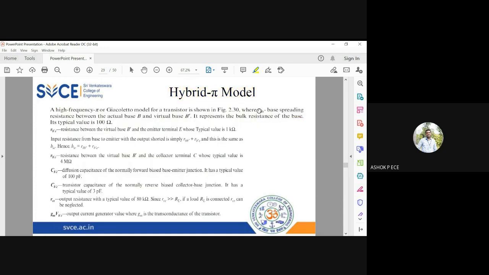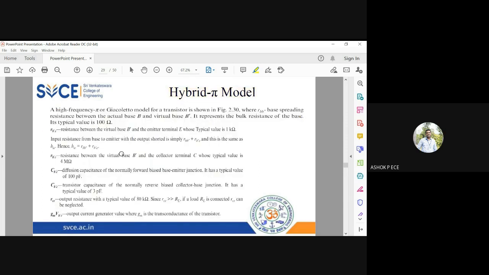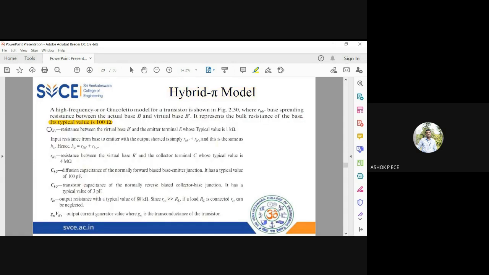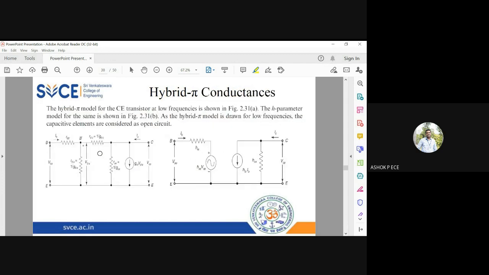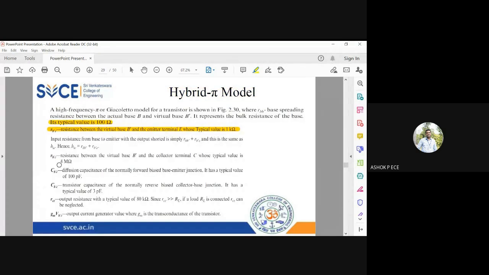Rbb' is called the base spreading resistance. It is present between the base and the virtual base B dash. It is close to 100 ohms. And Rb'e is between the virtual base and emitter. The value is typically 1K. Then the next one, Rb'c, between the virtual base and collector. See here this component. That value is very, very high, close to 4 mega ohms.